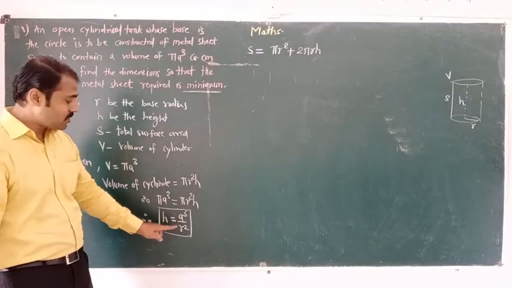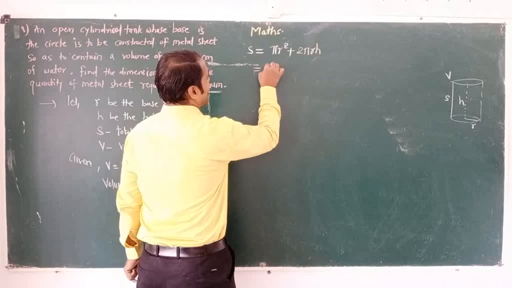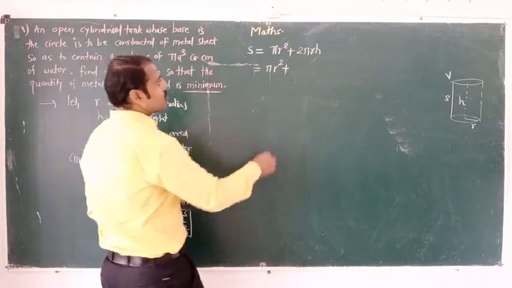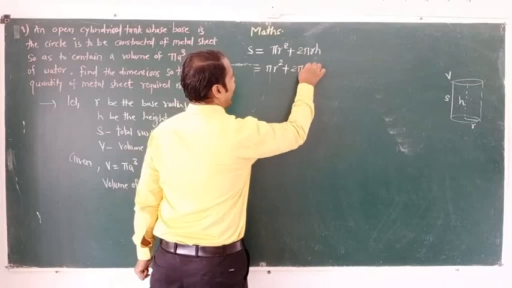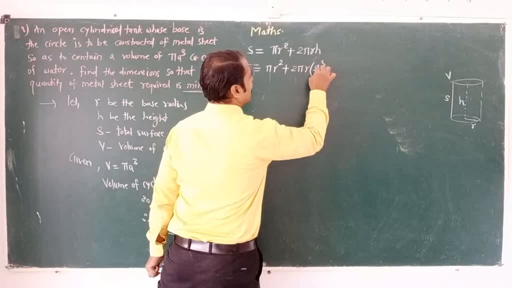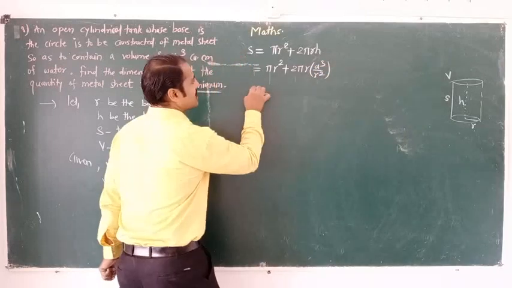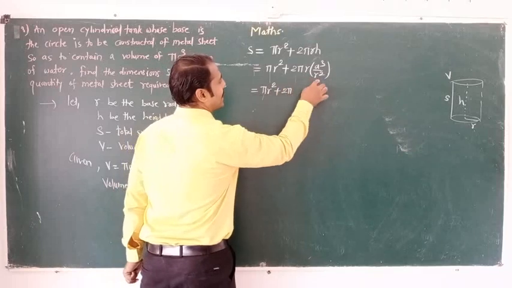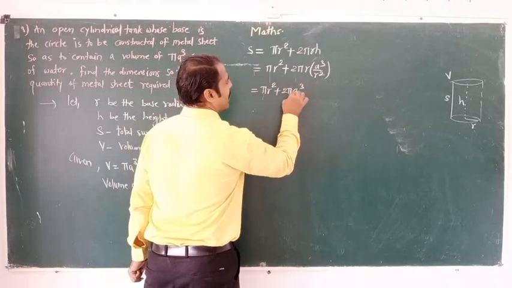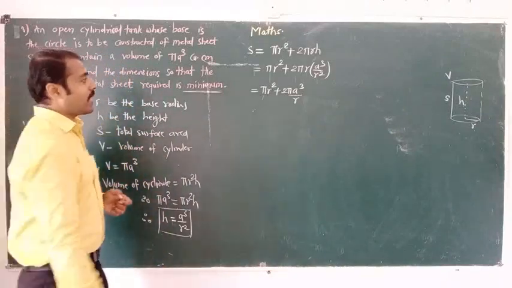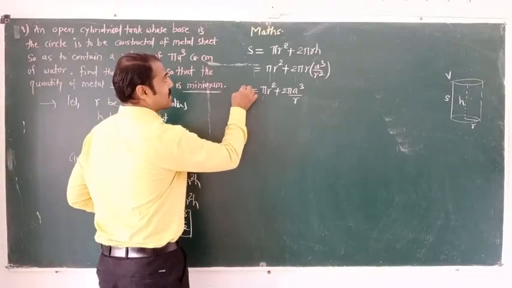Putting the value of h, which is equal to a cube divided by r square, S is equal to pi r square plus 2 pi r into a cube divided by r square. On simplification this can be written as pi r square plus 2 pi, one r gets cancelled, a cube divided by r. That is the total surface area.